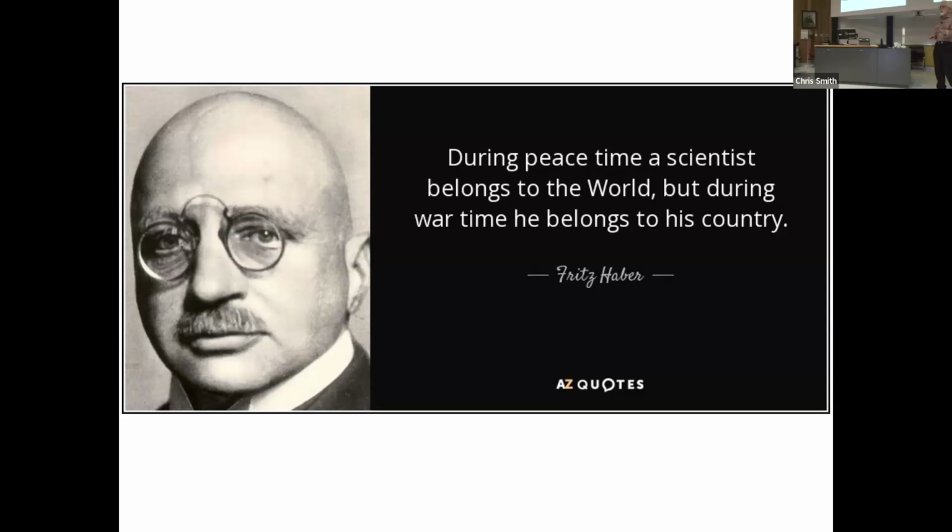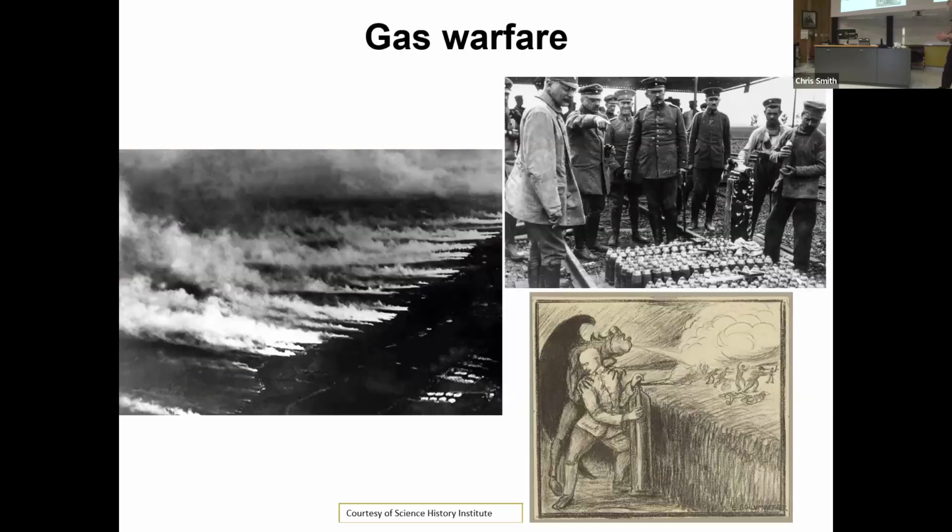A very strong German patriot. And you can see that from his comments there. During peacetime, a scientist belongs to the world, but during wartime, he belongs to his country. So he's already making an enormous contribution to the German war effort. They're able to produce nitrate and so make explosives and continue to fight. But that's not enough for him. He wants to do more. And so he begins to think about developing war gases.